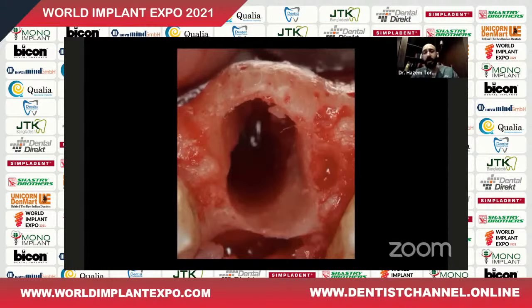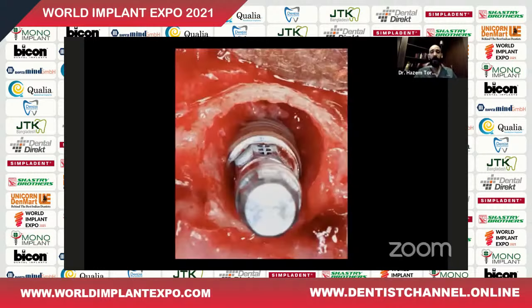So in an extraction socket like this, we didn't even need to open a flap. We can just place an implant and place nothing in there. We don't need to fill the gap with anything. We don't need to try to preserve the contour until the new buccal plate is formed. We just depend on biology and the nature of healing for this to be processed.